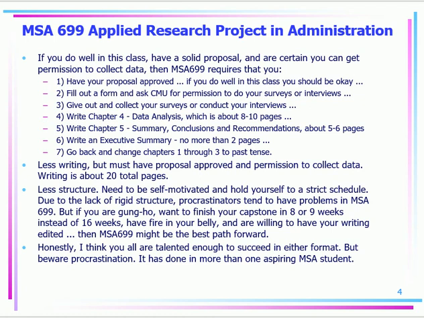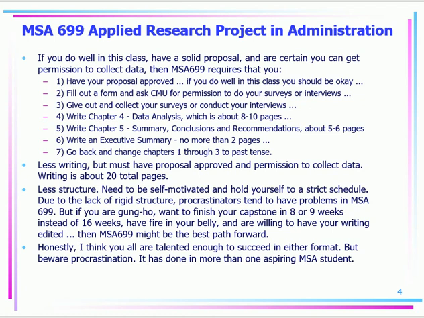You need to really be self-motivated. Hold yourself to a strict schedule. If you can't do that, then take 698. Due to lack of rigid structure, procrastinators tend to have problems in 699. But if you're gung-ho and you want to finish in 8, 9 weeks instead of 16 weeks, and you get fire, as you say, fire in the belly, desire, burning desire, and you're willing to have your writing edited, then 699 might work for you.